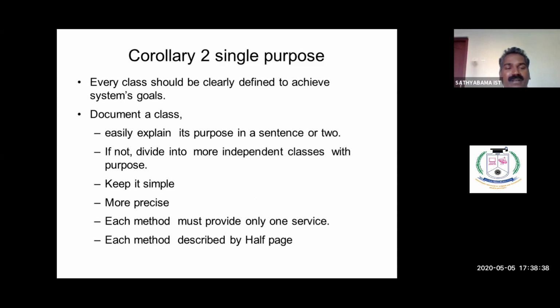The second corollary is single purpose. Single purpose means a class must be defined for a unique purpose. It should not serve a dual role. For example, in a banking application, we have a banking client, that is a user. The banking client is one class, and it should serve the client purpose. The second one is transaction, which is a unique class and will not serve a dual role. And ATM is also a subset of the bank class, so it also has a unique role. Each class must serve a unique purpose.